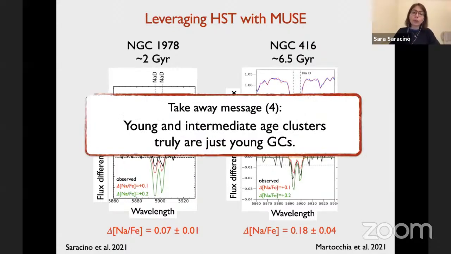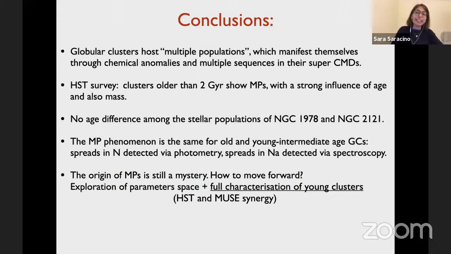Okay, so just to conclude, young and intermediate age clusters are really just young globular clusters because they show exactly the same properties, both photometrically and spectroscopically. Here I just want to conclude by summarizing a few things. First of all, globular clusters host multiple populations, and they manifest themselves through chemical anomalies and multiple sequences in their CMDs. Thanks to the HST survey of LMC and SMC clusters, we have found that all clusters older than 2 giga-years show multiple populations, with a strong influence of age and mass, and that there is no age difference within the stellar populations of NGC 1978 and NGC 2121, putting some very tight constraints on the origin of multiple populations.